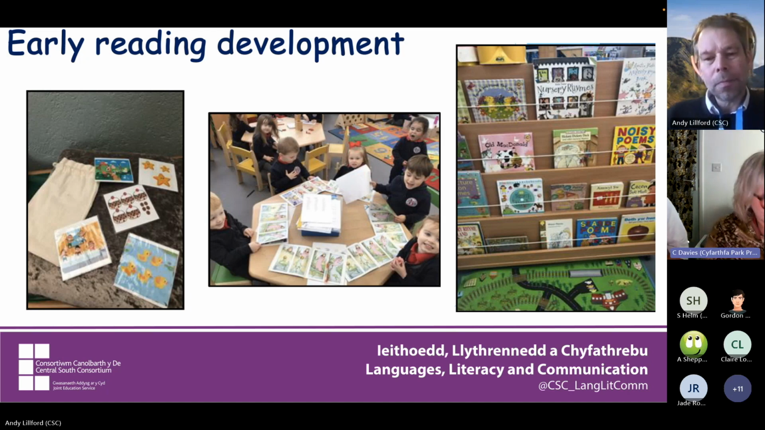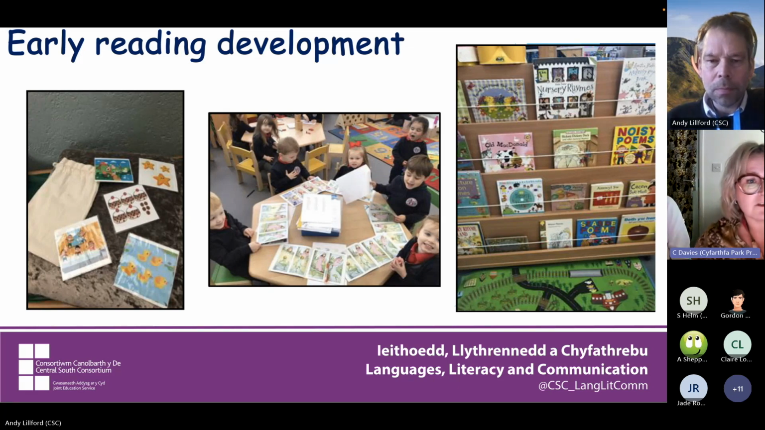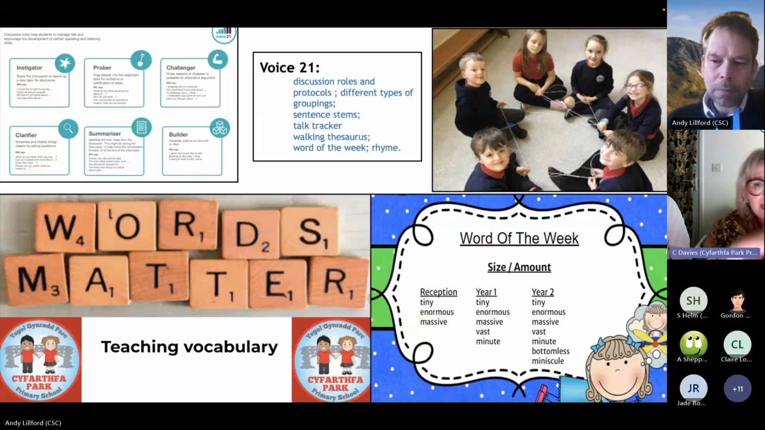So we do make sure that we put some emphasis on rhyme as well. If you can click on to the next slide, please, Gordon, thank you. I couldn't move on without mentioning Voice 21, as this is integral to our curriculum and our reading approaches, and this was recognised by Estyn as well on 2 occasions.